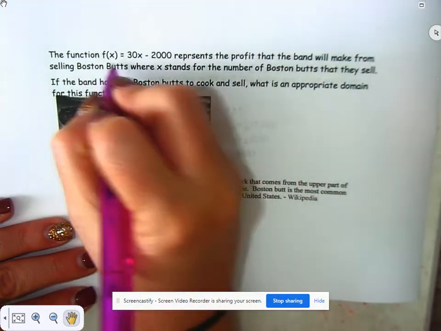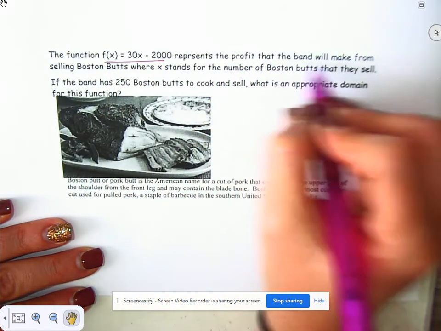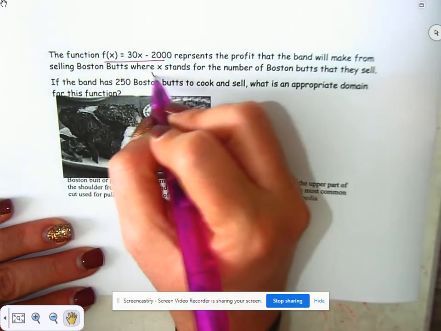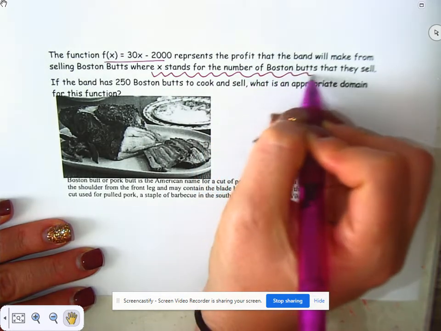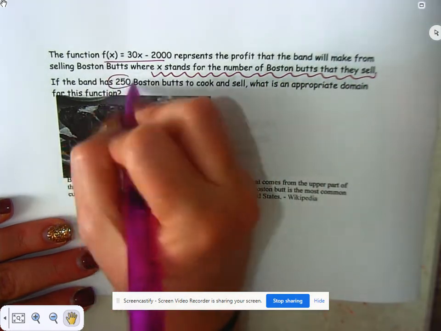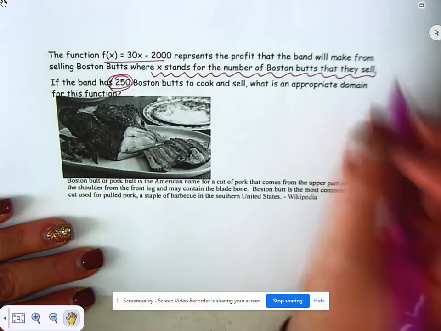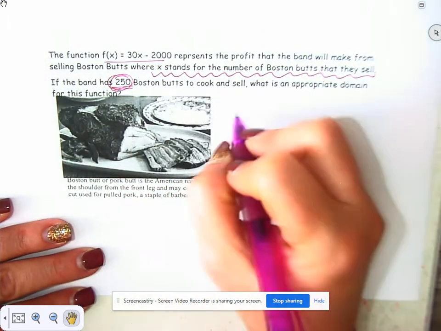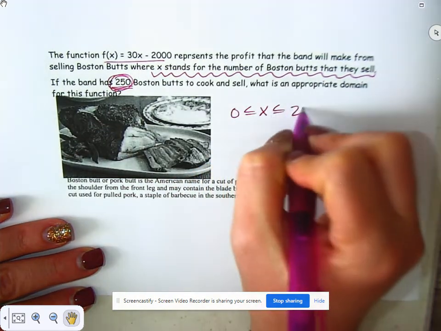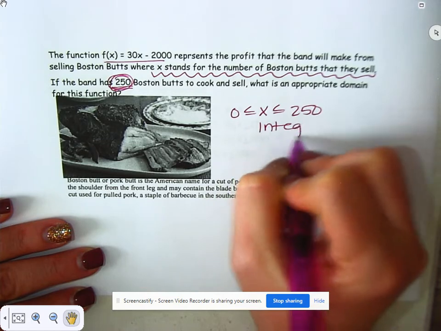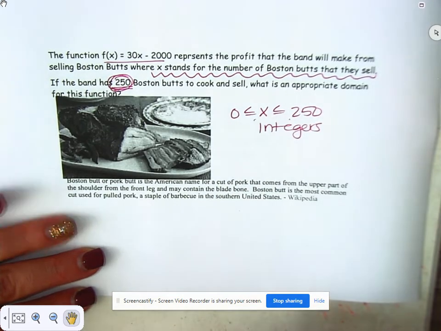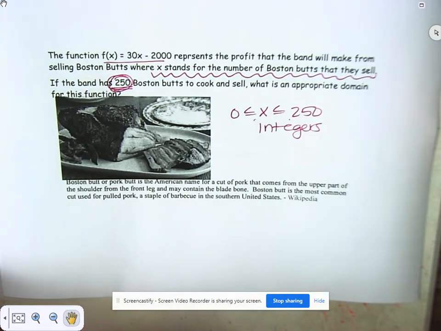All right, they gave us our equation here. It represents the profit that the band will make from selling Boston butts, where X is the number of Boston butts that they sell. They have 250 Boston butts to cook and sell. What is our domain? Well, if there are 250, obviously our domain is from 0 to 250. And again, that is integers. You can't sell part of one.